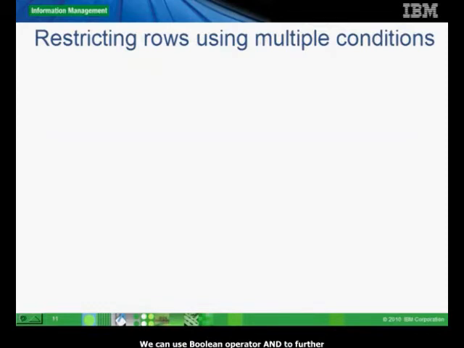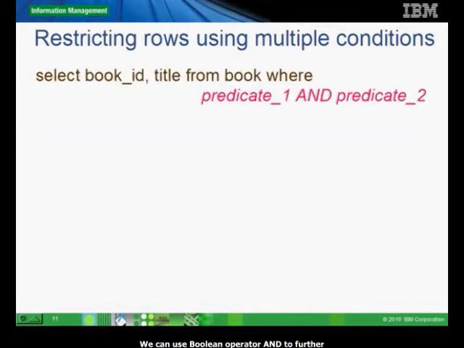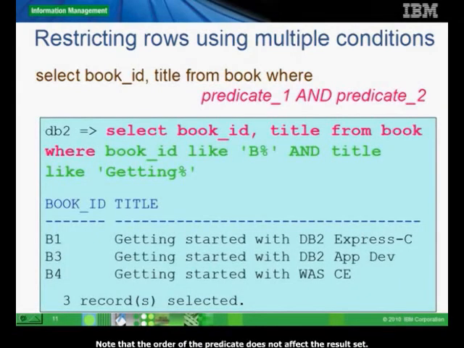We can use the Boolean operation AND to further restrict the rows by supplying multiple conditions. Rows satisfying both predicates are called qualifying rows. Note that the order of the predicates does not affect the result set.